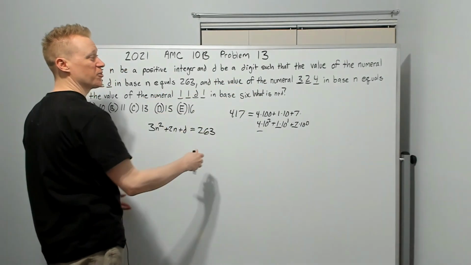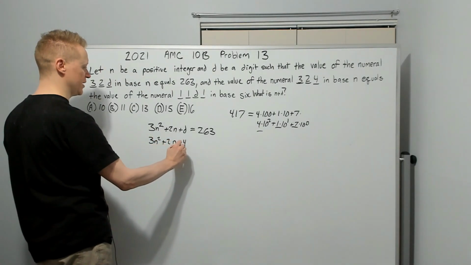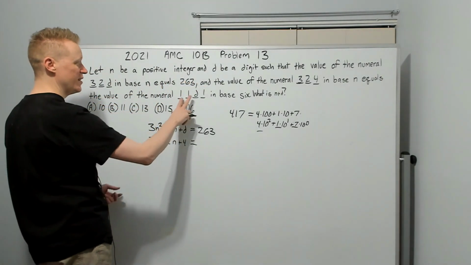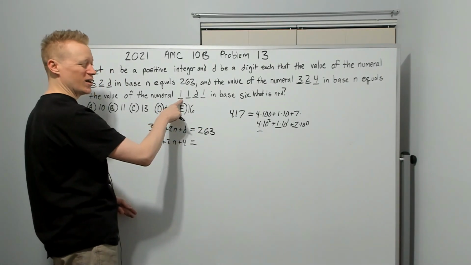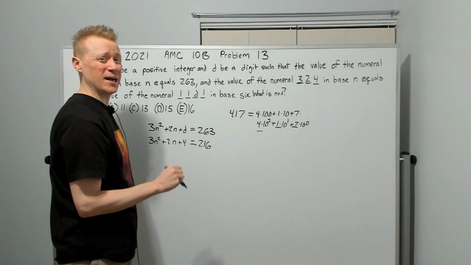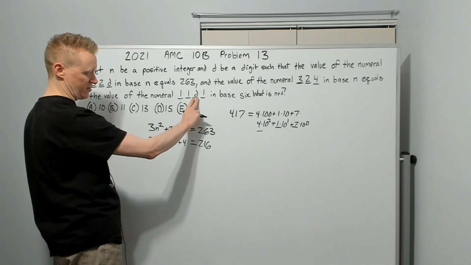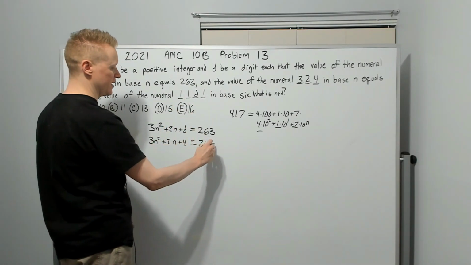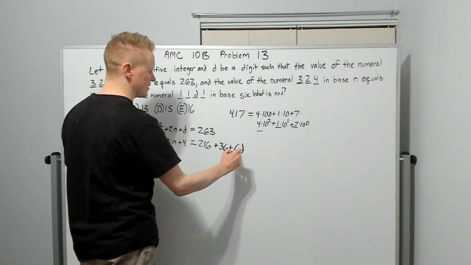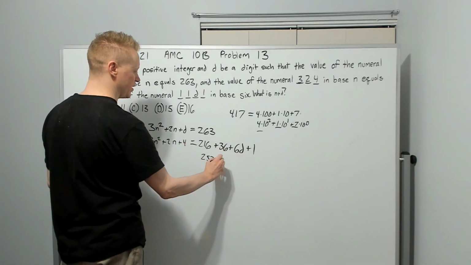The value of the numeral 324, that's very similar to this, 3n squared plus 2n plus 4 in base n, is equal to the value of this numeral in base 6. So this will be 1 times 6 to the third, that's 216. You should memorize your perfect cubes up till about 12. This will be 6 squared, like again, it's 6 to the 0, 6 to the first, 6 to the second, 6 to the third. So then 6 to the second is 36, 6 to the first times d, we don't know what d is, 6d, and then plus 1. 252 and 1 is 253 plus 6d.